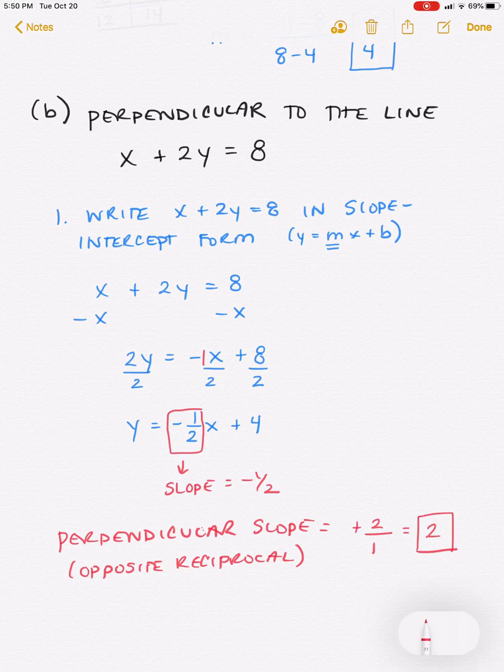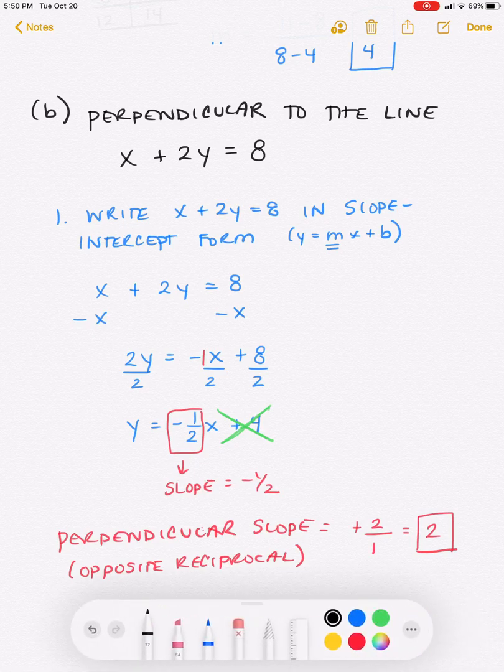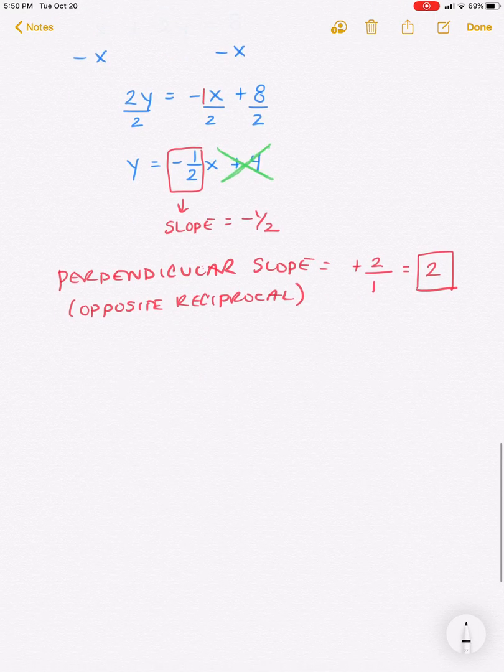So what I'm going to do is I'm going to just say that the perpendicular slope is going to be 2. The thing I want to kind of show you is a lot of people then go, what about the +4? That's just the y-intercept. The y-intercept of this given line really has nothing to do with what the perpendicular slope is, okay? And so that's just kind of another scenario right there.